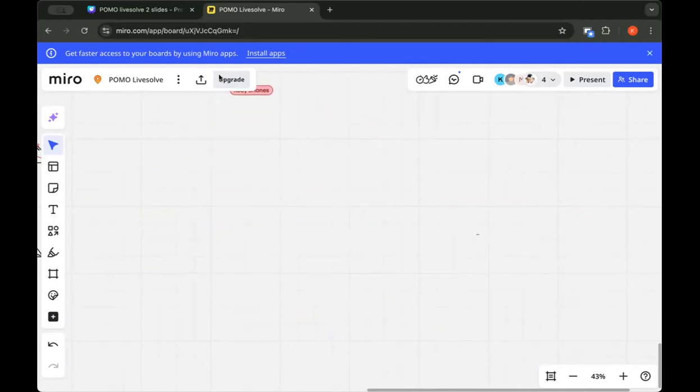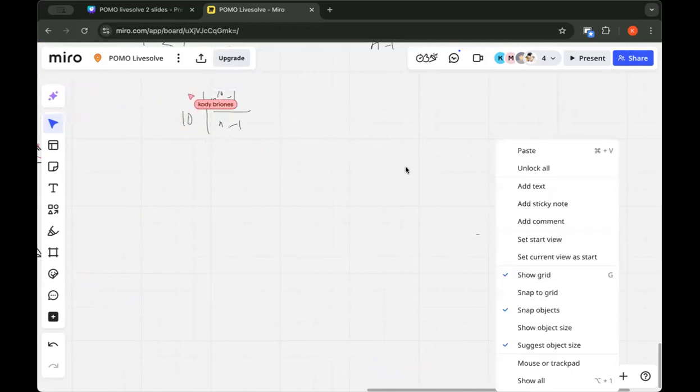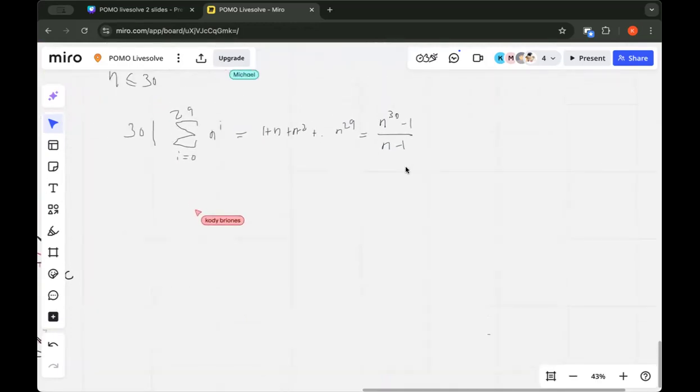If you look at the case 10, this is asking us for what numbers n does (n^10 - 1)/(n - 1) divisible by 10, right? Oh, 10 doesn't even work, sorry. Let's do 12.